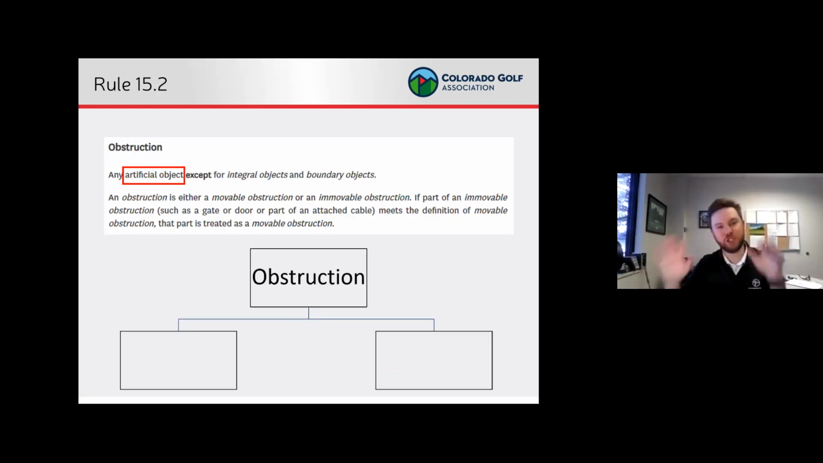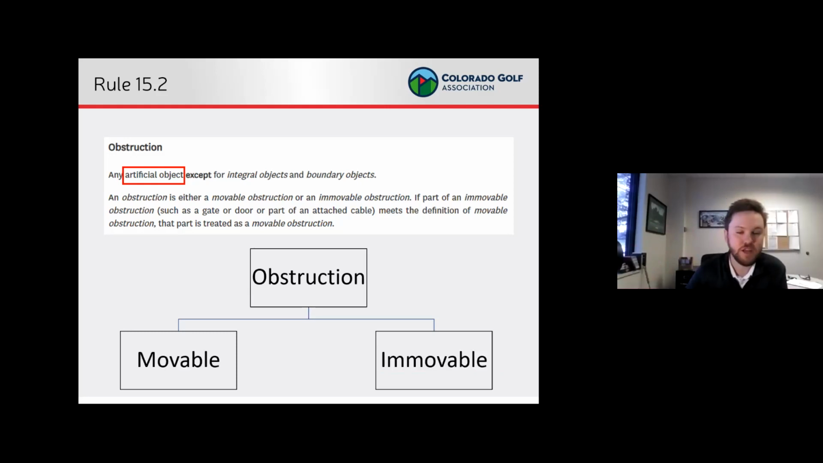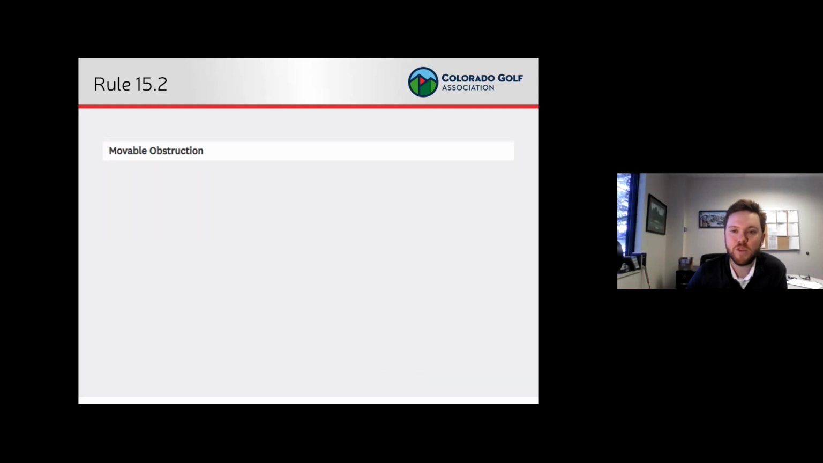So again, we've got an obstruction, that's kind of the umbrella term, and then we've got either movable or immovable, right? So obstruction is either one of two things, and looking further, when you break it down with the context of the rules, if it's a movable obstruction, that's covered by Rule 15, and if it's an immovable obstruction, that's covered by Rule 16. So again, it's important to know, okay, we've got an obstruction. Now, is it a movable obstruction or an immovable obstruction? That'll point you to whichever rule you need to apply here, because it's very important. And we cover immovable obstructions next week. They're an abnormal course condition, Rule 16, so that's next week's video.